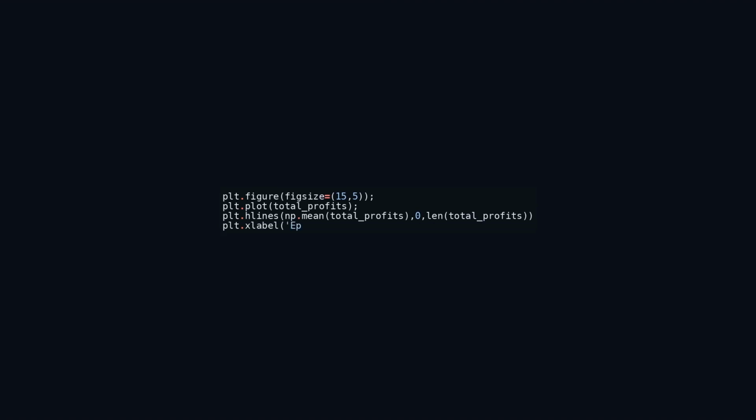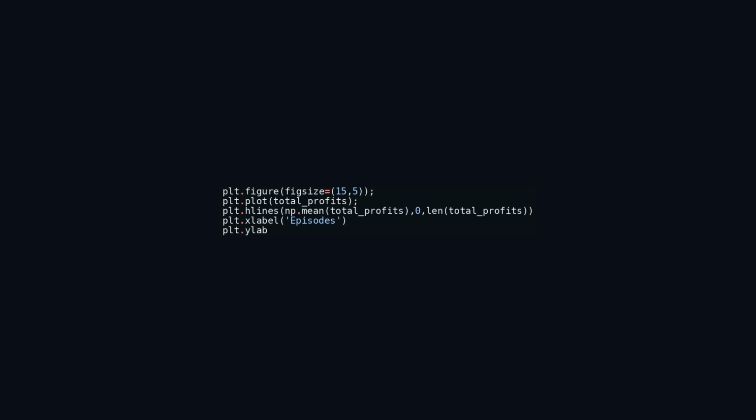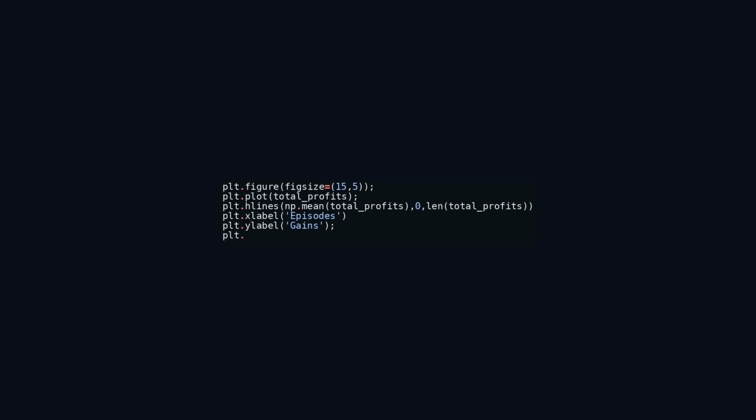To enhance readability, it designates episodes as the x-axis label with plt.xlabel('Episodes') and gains as the y-axis label using plt.ylabel('Gains'). The plot title is set as "Evolution des gains en fonction des épisodes" via plt.title. Lastly, a grid is incorporated into the plot for better visual context with plt.grid().